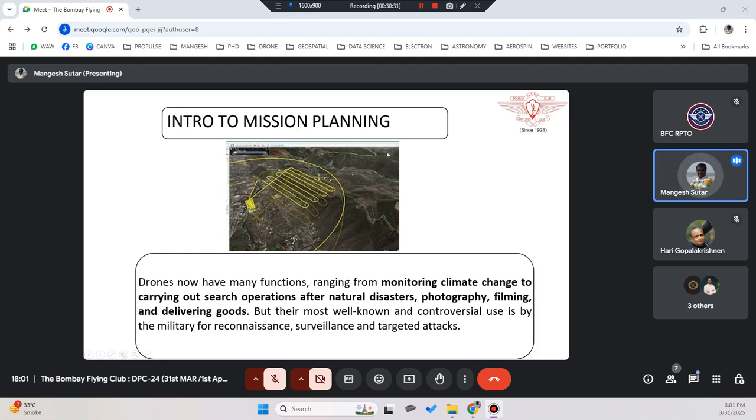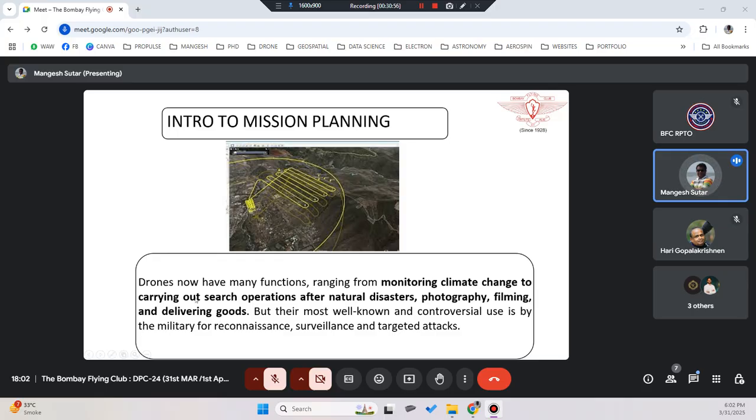So, introduction to mission planning. Drones may have many functions, ranging from monitoring climate change to carrying out search operations after natural disasters, photography, filming, or delivering goods. But their most well-known and controversial use is by the military for reconnaissance, surveillance, or targeted attacks. So basically, the term mission planning has come from military usage.